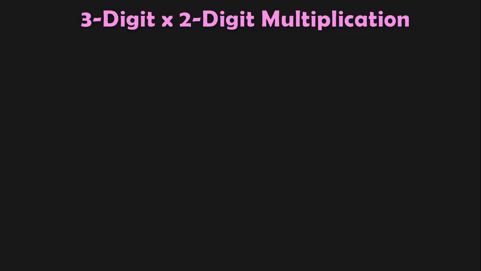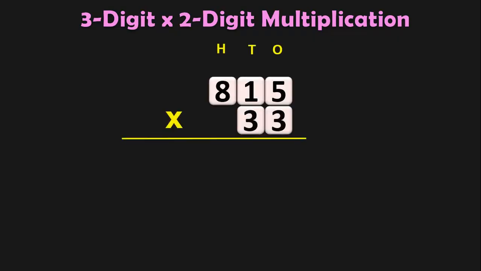Let us move on to the next topic that we are going to do in this worksheet, 3-digit by 2-digit multiplication. The first question is 815 multiply by 33. Because 33 is a 2-digit number, it has to be put in the ones place and tens place. First begin multiplication from ones place. So 815 by 3 is what we are going to do now.